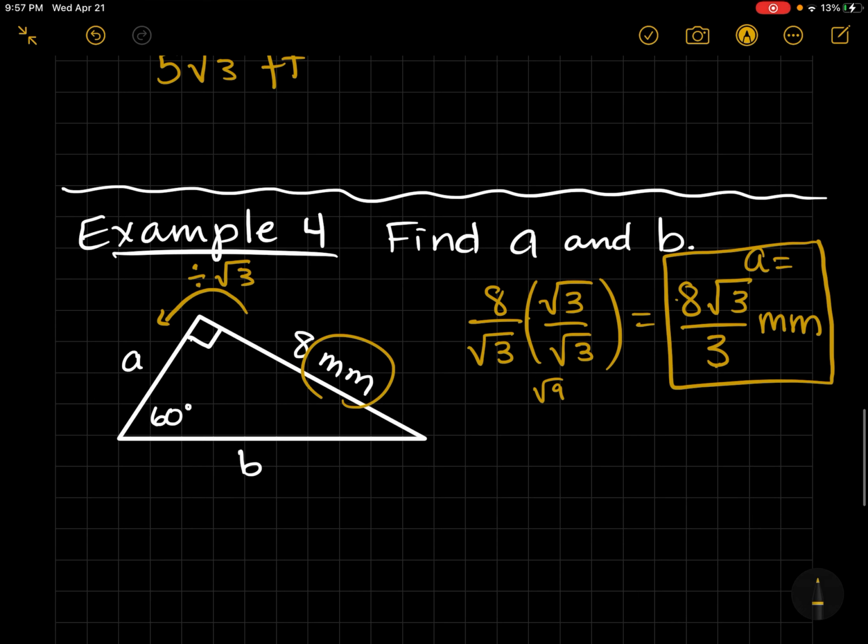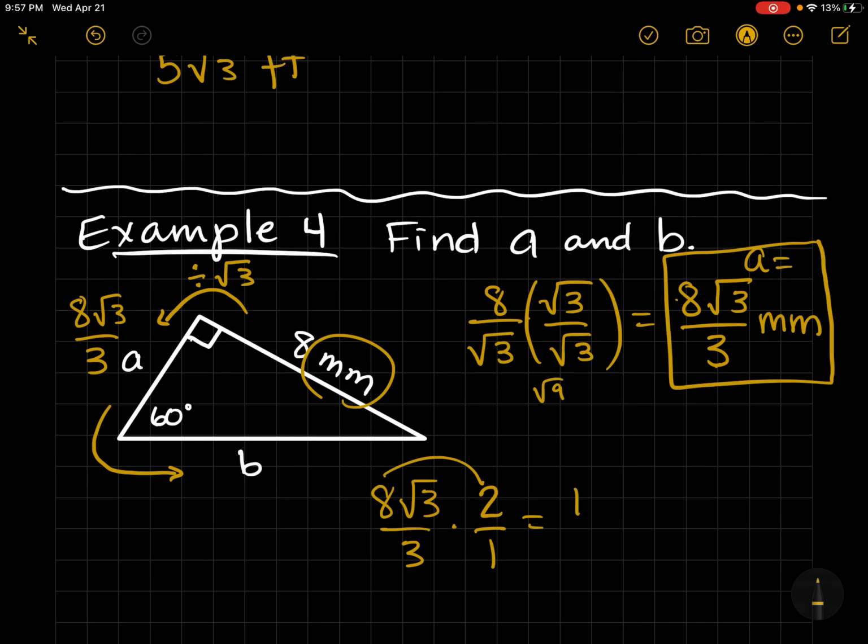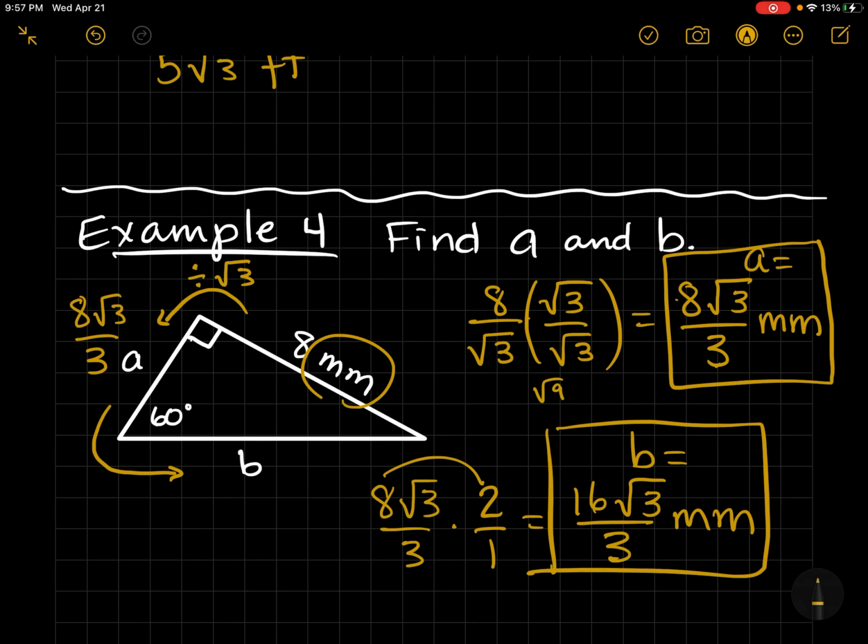And then for B, we want to multiply the short leg by 2. So this is 8 radical 3 over 3. So to multiply that value by 2, that's just 16 radical 3 over 3 millimeters. And that's our value for B.